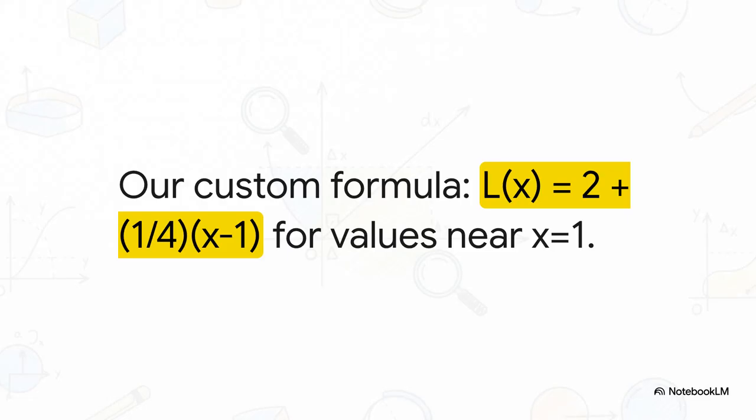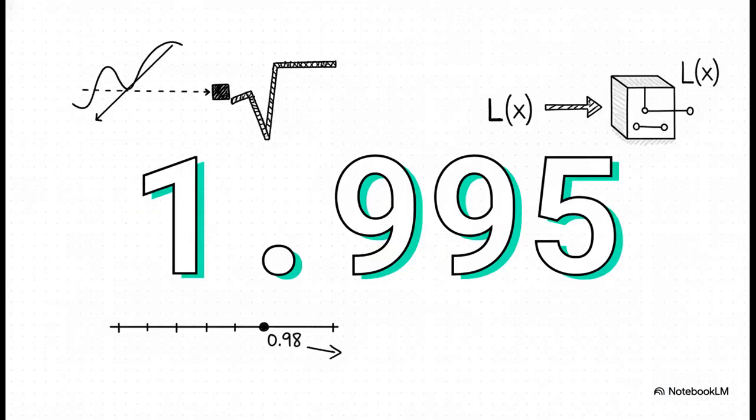And now we just plug those ingredients into our formula. Our custom-built approximation is L of x equals 2 plus 1/4 times the quantity x minus 4. You can think of this as our own little machine for estimating square roots right around the number 4. So let's use our machine.